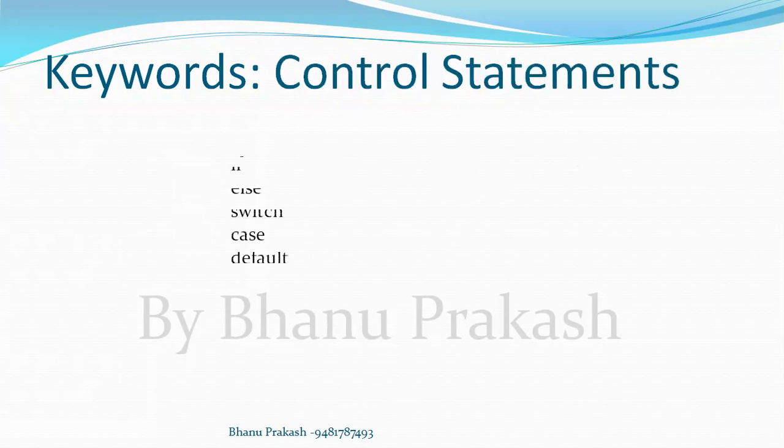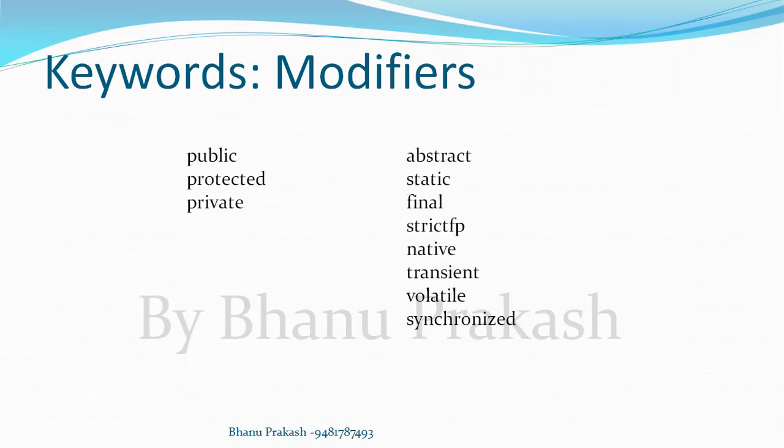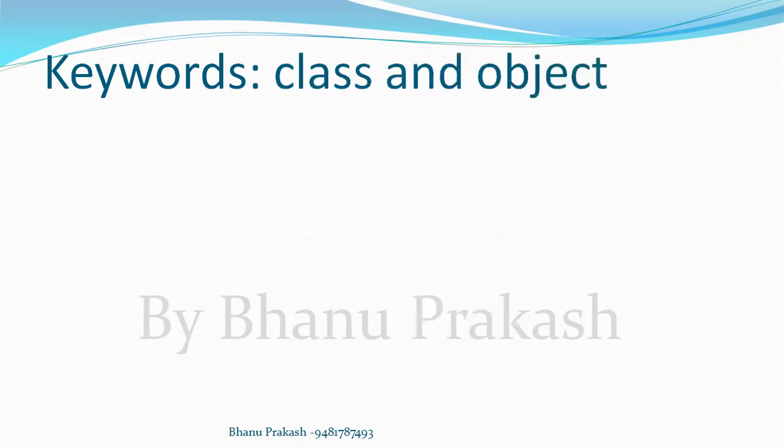And when it comes to control statements, we use keywords such as if, else, switch, case, and default as part of conditional statements; for, while, do as part of looping statements; break, continue, return, throw, and assert as part of control transfer statements. We do have modifiers such as public, protected, private, very famous words. And other than that, we have other modifiers such as abstract, static, final, strictfp, native, and so forth. I don't want to just read these words; you can see them on the screen.